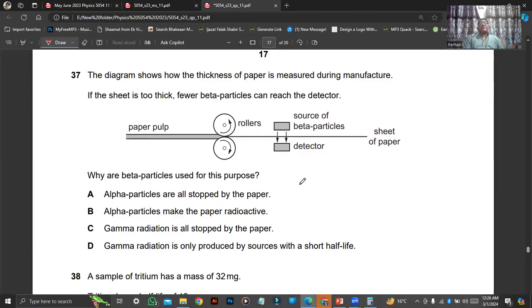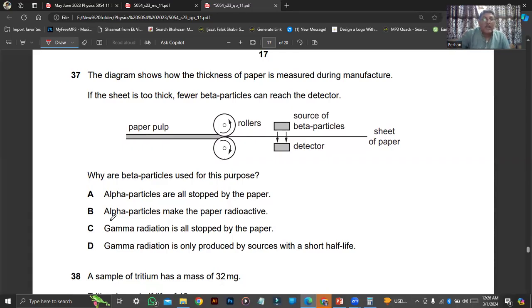Why are the beta particles used for this purpose? The reason is very simple. Alpha particles cannot pass through the paper. Beta particles can penetrate through the paper and reach the detector. So, why are the beta particles used for this purpose? Alpha particles are all stopped by the paper.